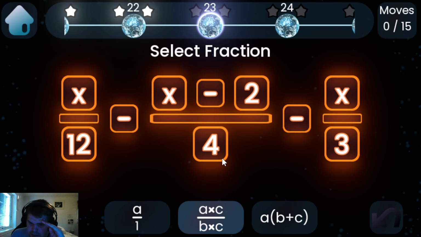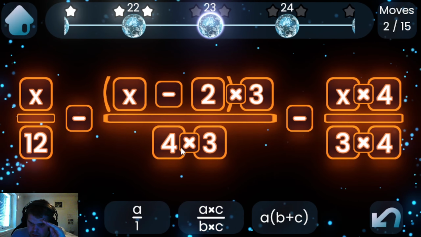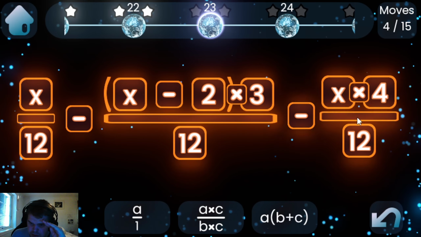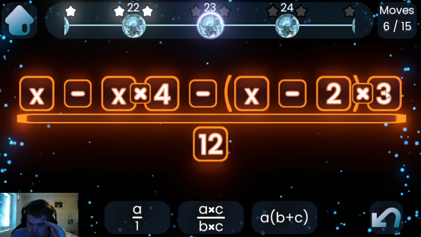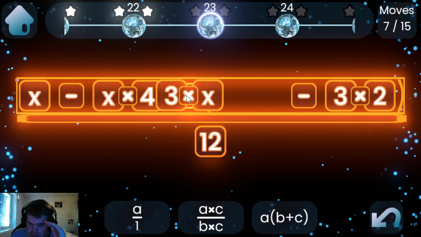Here we want to expand this one by 3 and this one by 4. 12 is already here. We can just keep the 12, I suppose. This one isn't that hard, I think. Oh, the 3 needs to multiply in first.